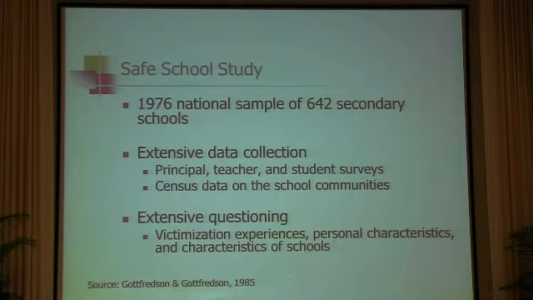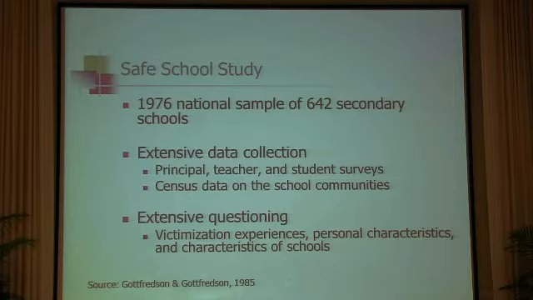One of the earliest studies that began to establish the importance of school climate was the Safe Schools study. It was conducted in 1976. It involved extensive surveys of principals, teachers, and students, asking about their victimization experiences, but also asking them to report on different aspects of their school environments.